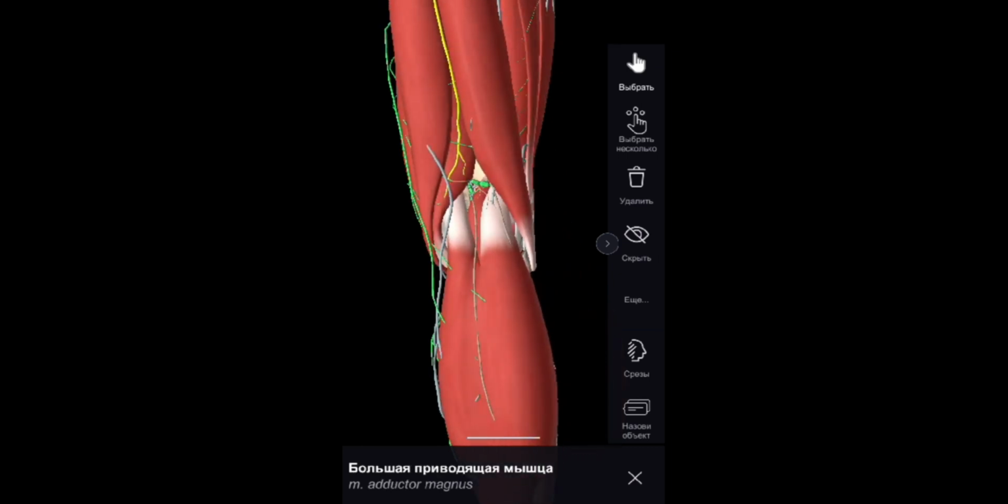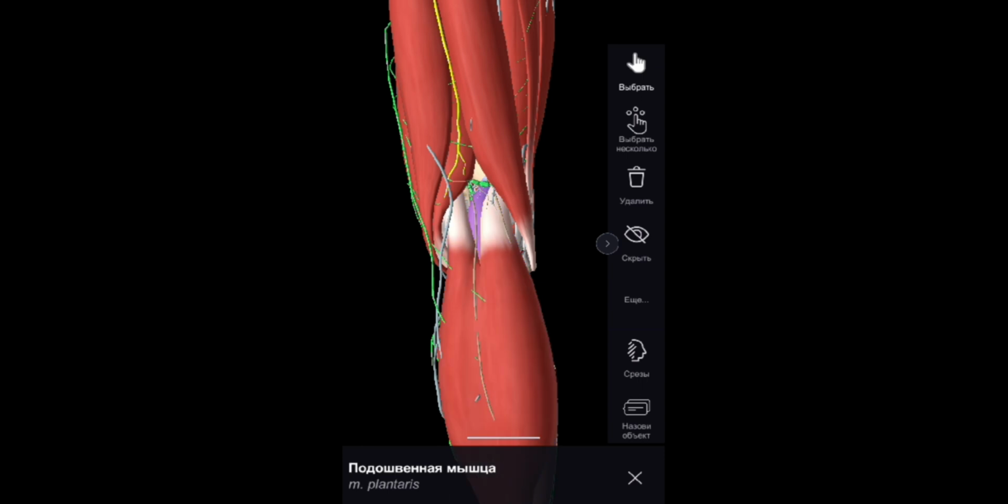Now, superior laterally, we have the biceps femoris muscle. It starts from the ischial tuberosity and ends in the linea aspera of the femur. Now, inferior medially and inferior laterally, we have the gastrocnemius muscles, supplemented by the plantaris muscle.